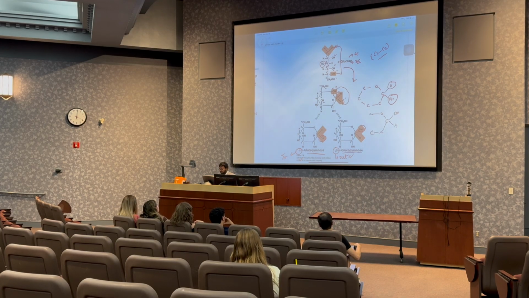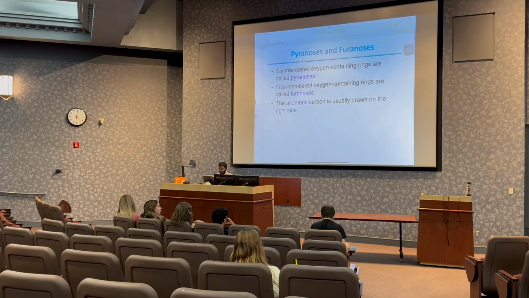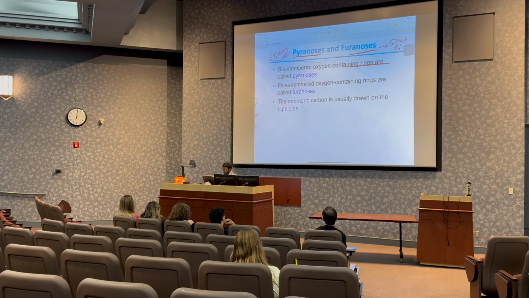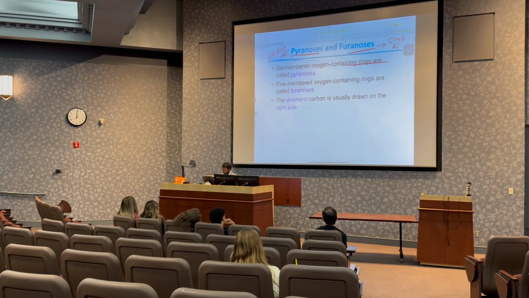Okay, so let's understand the second thing, which is pyranose and furanose. How do we say it? This is a 6 member ring and this is a 5 member ring. So 6 membered oxygen containing rings are called pyranoses, and this is furanoses. Okay, anomeric carbon is drawn on the right side.